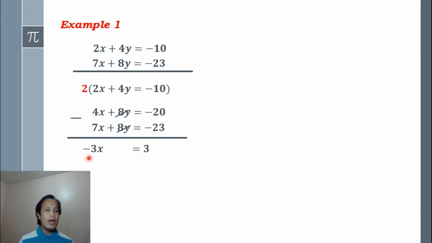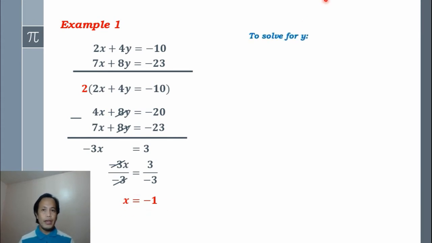Now, we have this equation, negative 3x equals 3. To solve for x, we need to divide both sides of the equation by negative 3 to eliminate the negative 3 as the coefficient of x. So this time, we will eliminate the negative 3. What remains in the left side of the equation is x. Then 3 divided by negative 3 is negative 1. We already have the value of our x, which is negative 1.